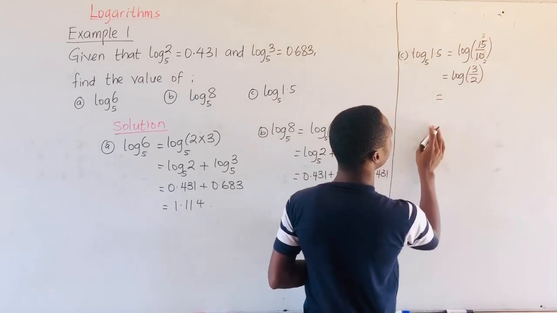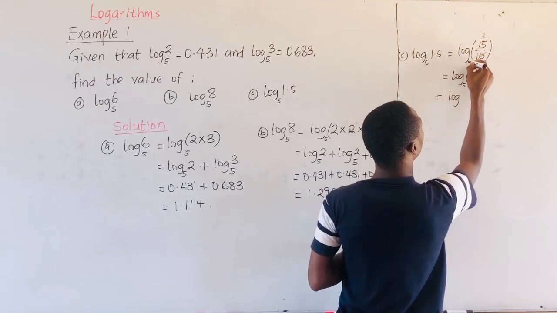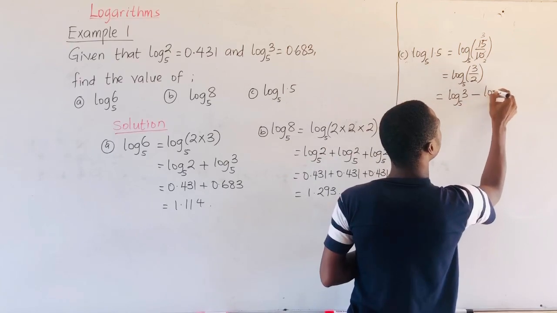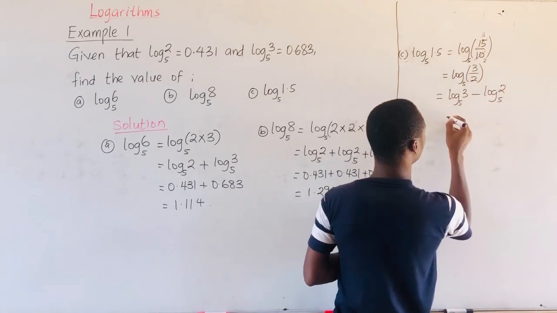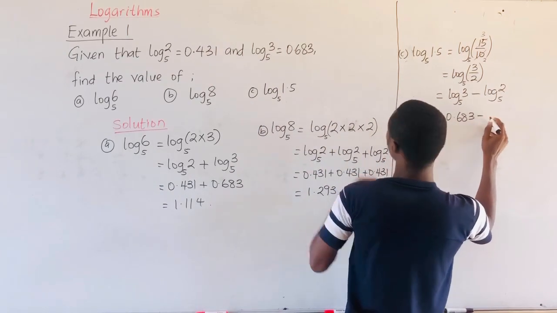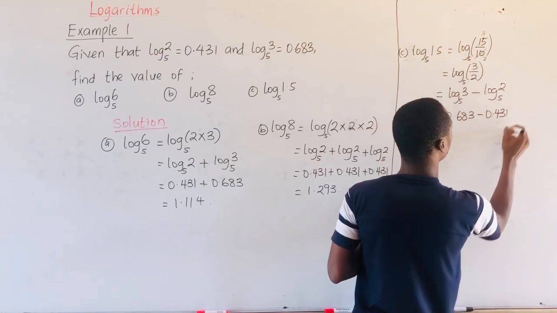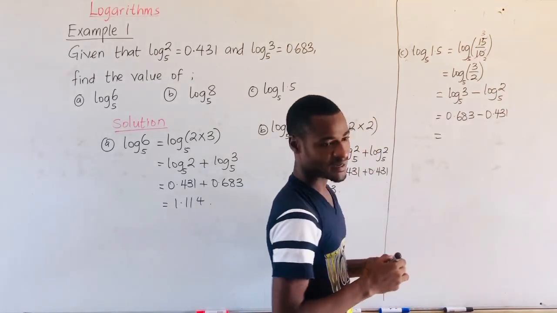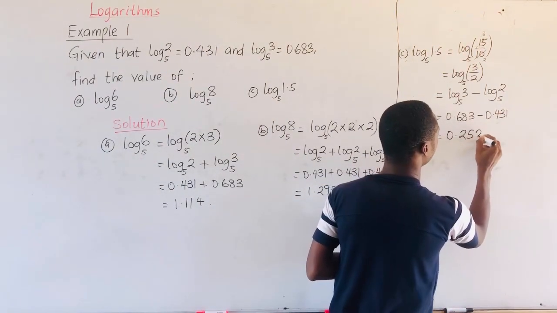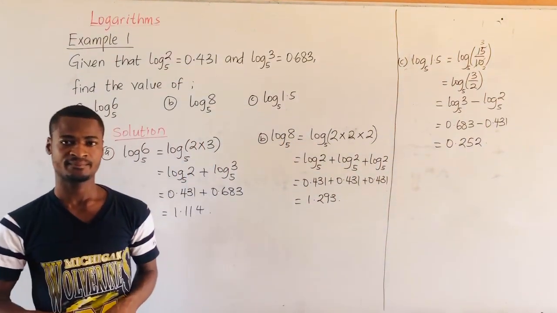This will give us, using the laws of logarithm, log 3 to the base 5 minus log 2 to the base 5. Log 3 is given as 0.683. Log 2 is also given as 0.431. And with the calculator, we can find the answer to this as 0.252.